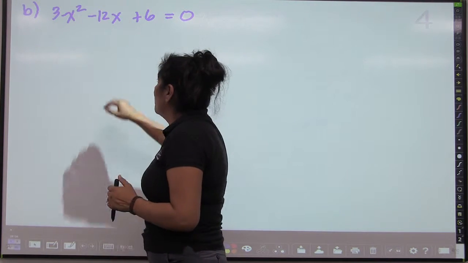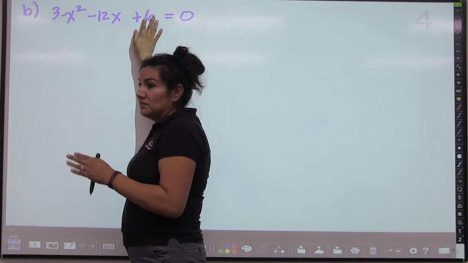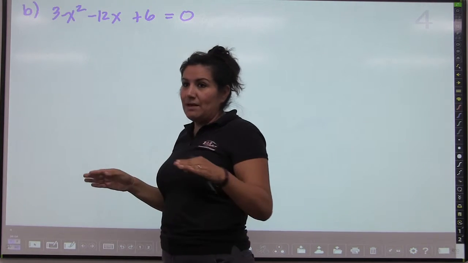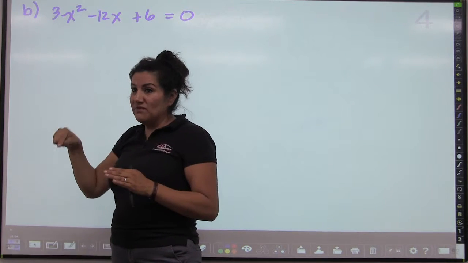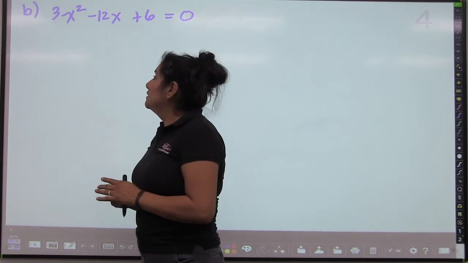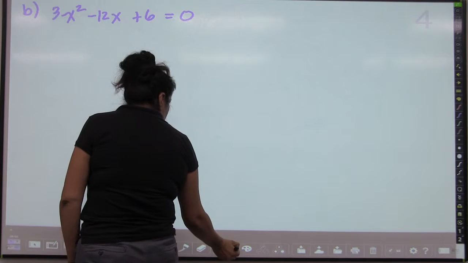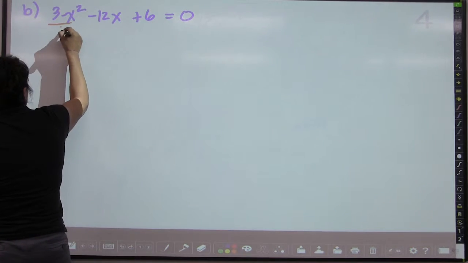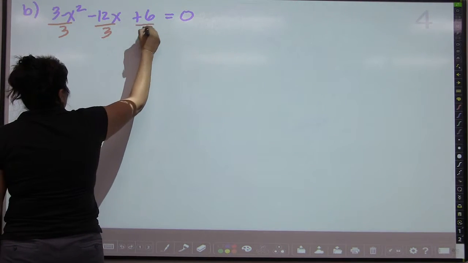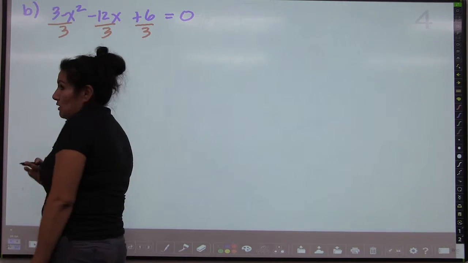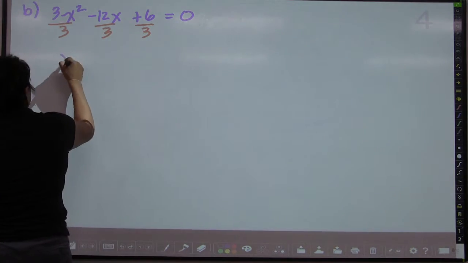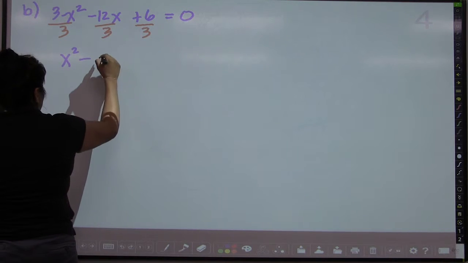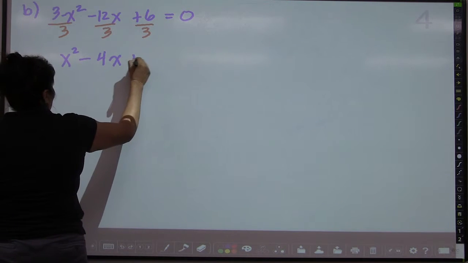It doesn't matter if you end up with fractions over here. It makes things more complicated, but it doesn't matter. You want to have 1x squared, like we had in the previous example. So that kind of forces us to have to divide by the 3. Now you can do this now, or you can do it after you move the 6, and that doesn't really matter. I'm just going to go ahead and do it now. So I'm going to get x squared, 12 divided by 3 is 4, and then plus 2.